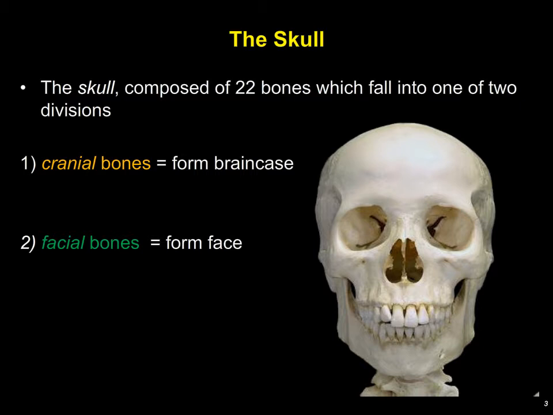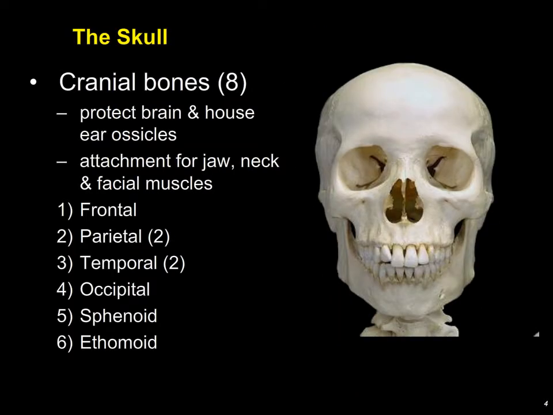Whereas the facial bones tend to be much thinner and much more delicate and much more easily injured than the cranial bones. So we're going to start out our examination of the skull by looking first at the 8 different cranial bones. Remember, the cranial bones protect the brain and also house the inner ear ossicles. These are the bones of the inner ear that help us to transduce sound. We'll talk more about those when we get to the sensory system, and for now we're going to concentrate on the big bones that protect the brain. And so these include things like the frontal bone, the parietal bones, the temporal bones, the occipital bone, the sphenoid bone, and the ethmoid bone.